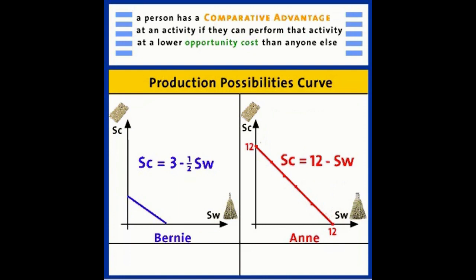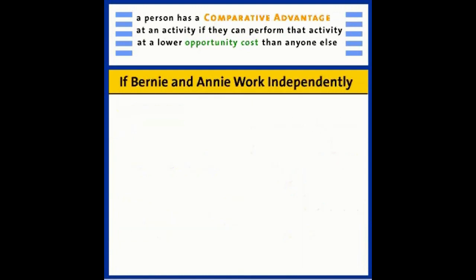Here's Bernie over here, and we know that his production possibilities are represented by this equation. Let's suppose that Bernie and Ann are both running cleaning businesses and that they are working independently of each other. If they don't cooperate, then let's suppose that each of them has to sweep the same number of rooms that they scrub. You go to a house and it's got 2 rooms in it. You've got to sweep each room and you have to scrub each room in order to clean that house.